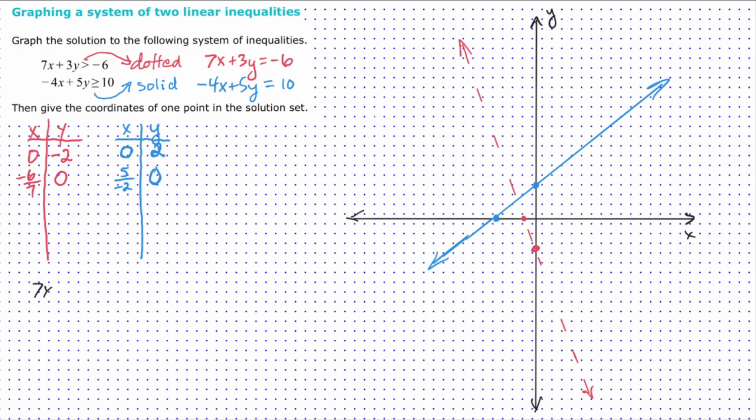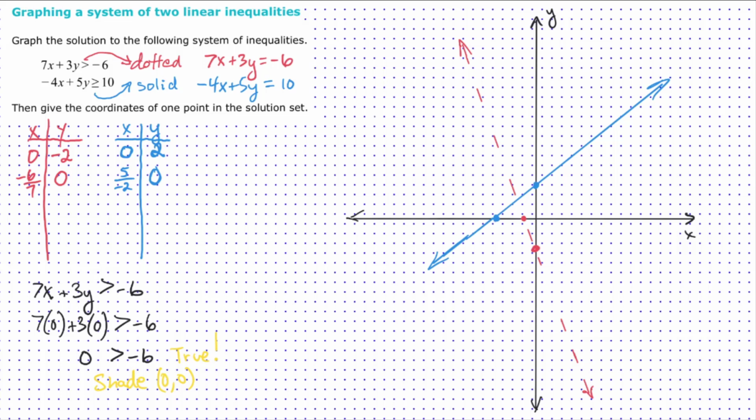So take 7x plus 3y is greater than negative 6. And we're going to test the origin. 7 times 0 plus 3 times 0. Is this in fact greater than negative 6? Is 0 greater than negative 6? And the answer is true. So if this is true, that means we are going to shade 0, 0 relative to 7x plus 3y greater than negative 6. Remember, that is represented by the dotted red line.